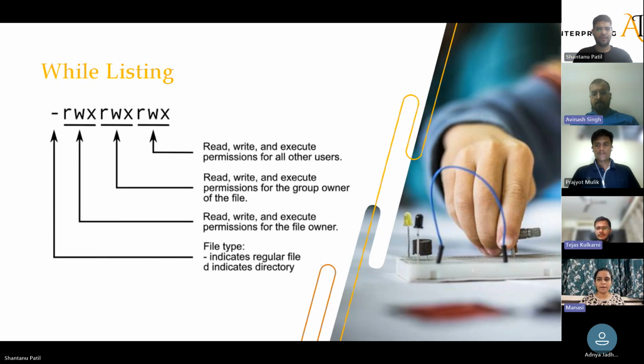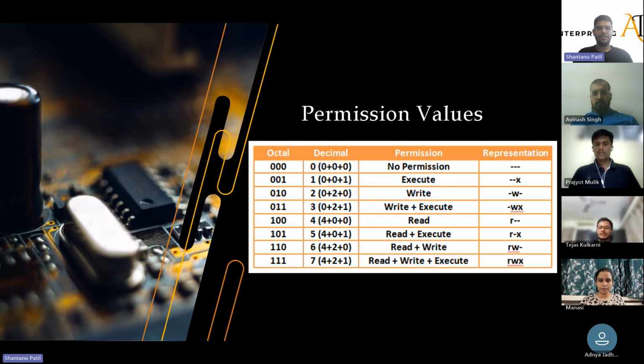Okay. Now this is something new. I guess we haven't done this, right? Permissions like octal values, decimal. While representing different permissions and their values, we have a numerical method as well as a symbolic method.